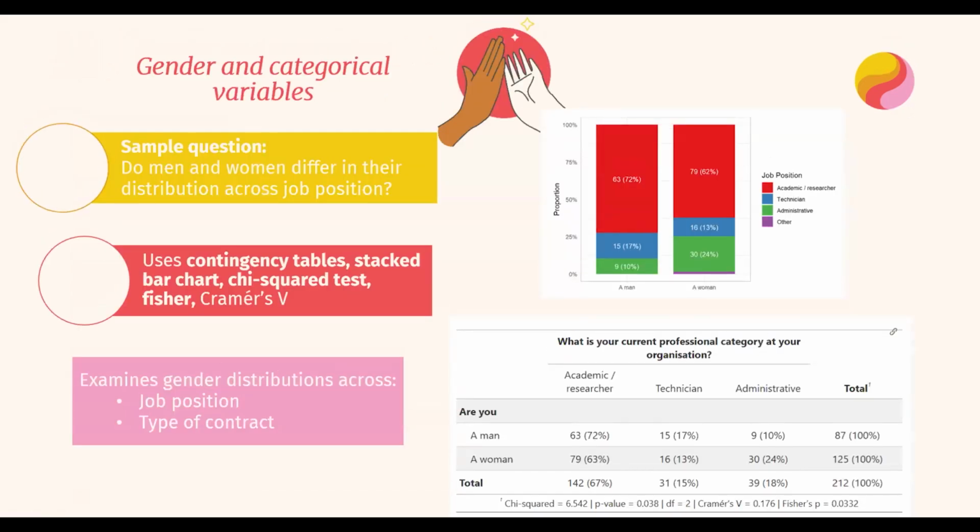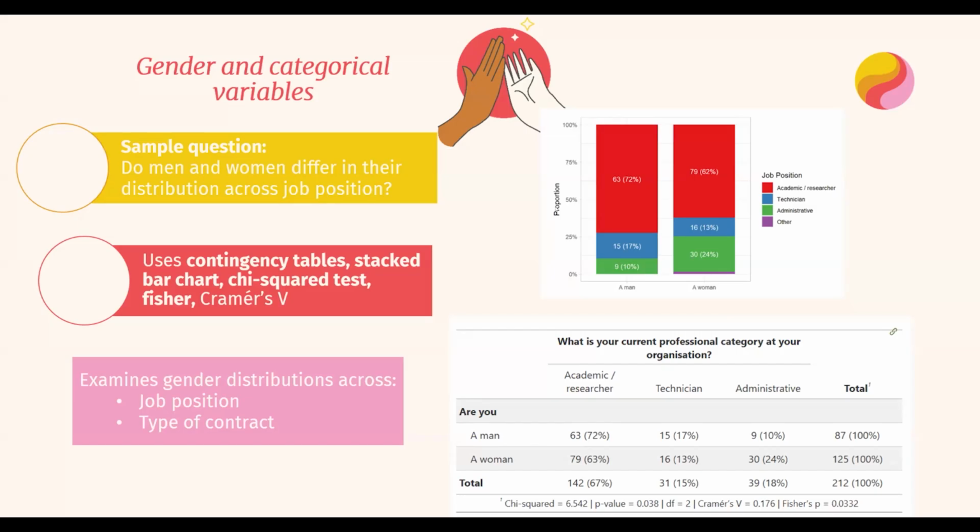So this is an example of the first part of the chapter, gender and categorical variables. A sample question, for example, if we want to explore whether men and women differ in their distribution across job position, we can use contingency tables, stacked bar charts, chi-square test, Fisher exact test, or Cramer's V to explore this research question.